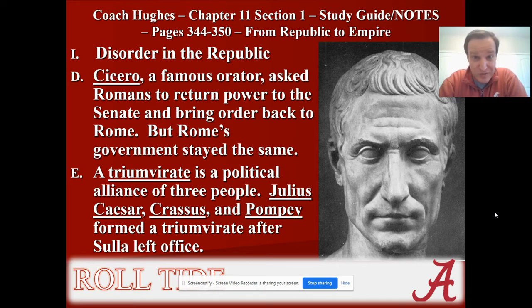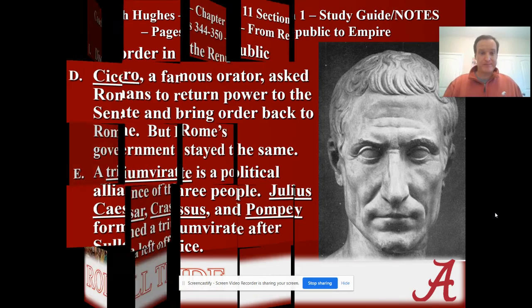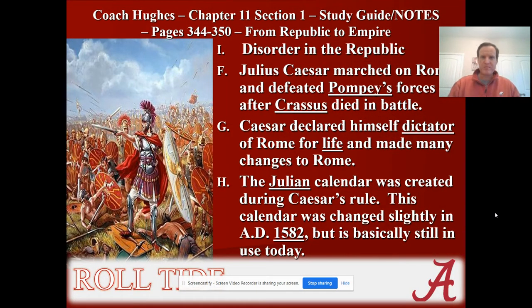They kind of took over southern Italy before Spartacus was actually killed and the rebellion turned down. So that kind of gives you some background of when this first triumvirate with Julius Caesar, Crassus, and Pompey were formed. It is the first triumvirate, and it happened after Sulla left office, after he resigned, because he was changing a lot of things, and he kind of wanted out after that before he got killed.